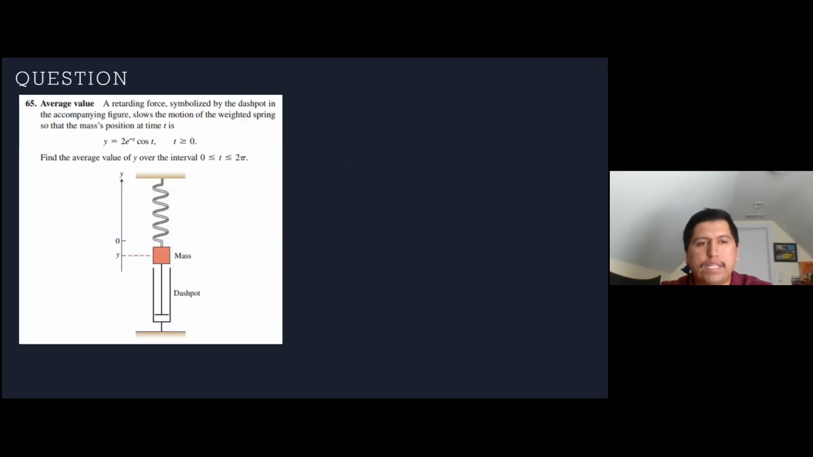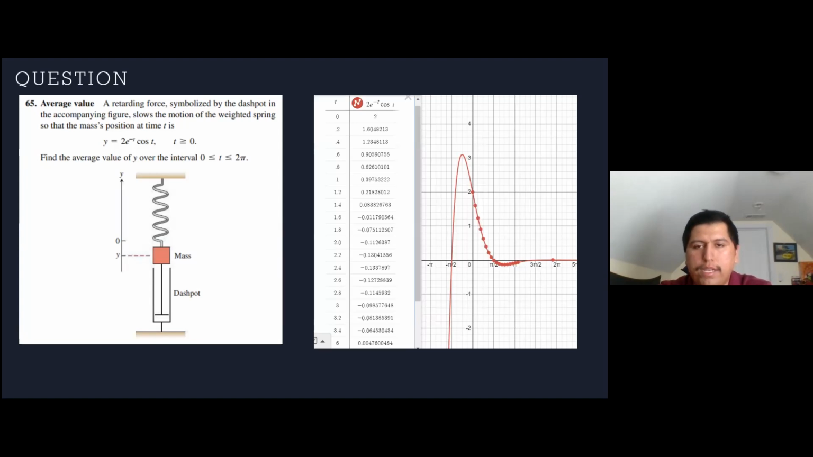The question is finding the average value. The retarding force symbolized in the dashpot by the accompanying figure slows the motion of the weight. The mass position at time t is y equals 2e^(-t) cosine t, over the interval 0 to 2 pi. From there, I created a graph as a prediction, moving in increments of 0.2 all the way to 6, seeing how it goes down and gets really close to 0 but doesn't hit exactly 0, on the interval 0 to 2 pi.